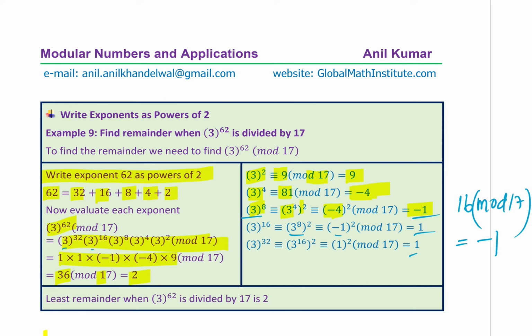So remember one thing, the least remainder when 3 to the power of 62 is divided by 17 is 2, right? That's what we have written here. So this is our last example. I hope you understood how we work with the mod operator, how we simplify our expressions and complete the result. So negative integers are also mod values. They should be used if smaller in magnitude. They help in faster calculations. I hope that summarizes it well.